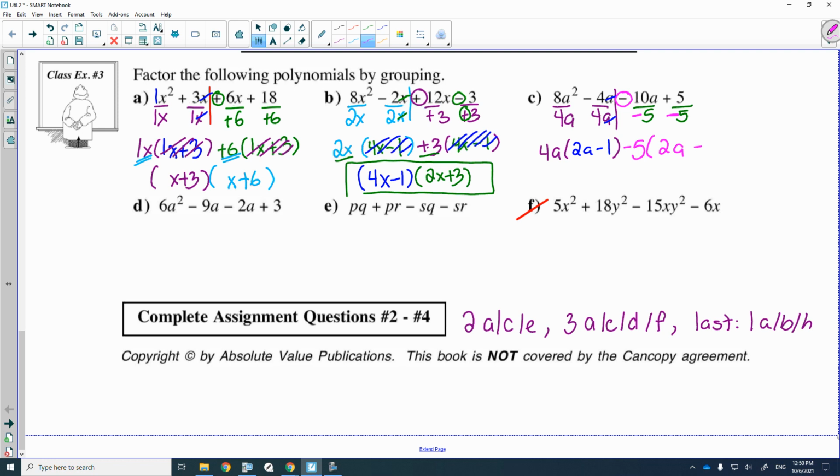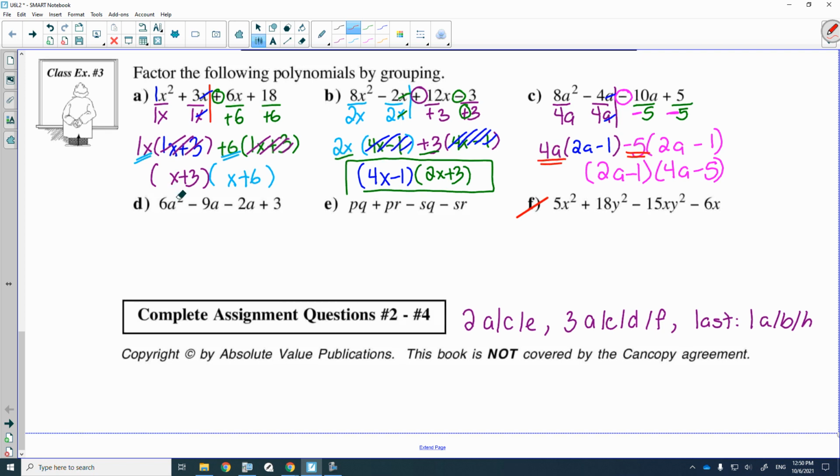5 divided by 5 is 1. 2a minus 1 is a factor. 4a minus 5. Because what's remaining always is your second factor. Okay, I will set up D for you, and then I'll just get 2 people to give me the answer.